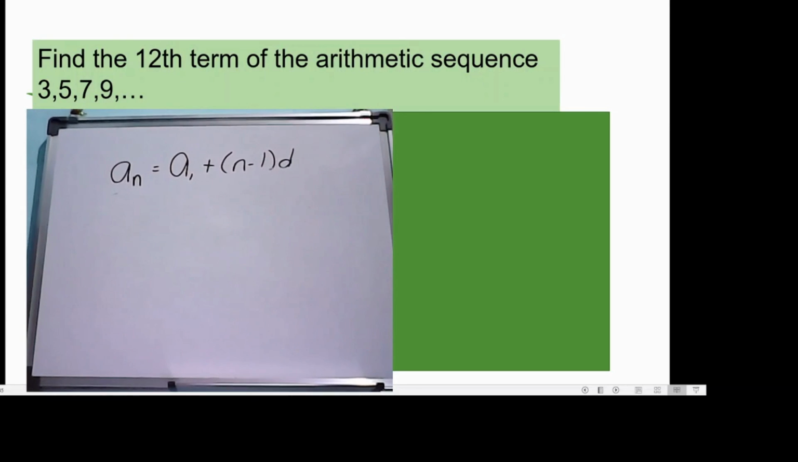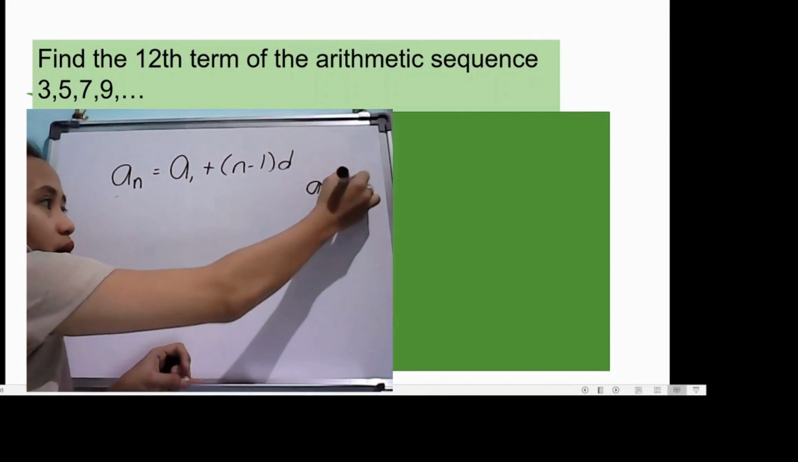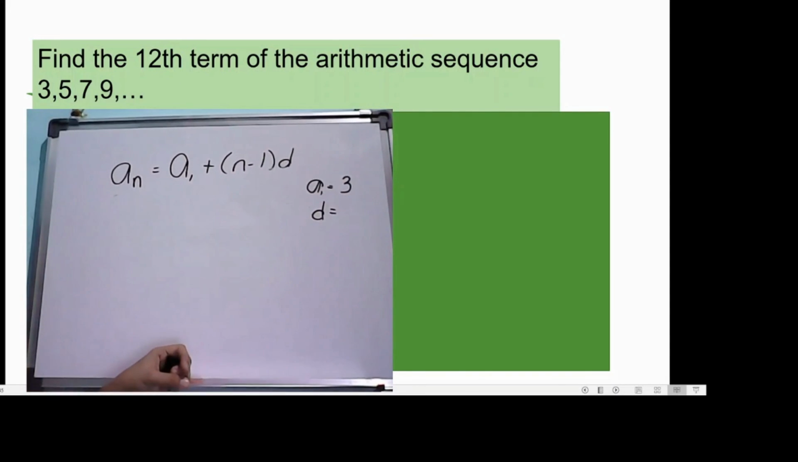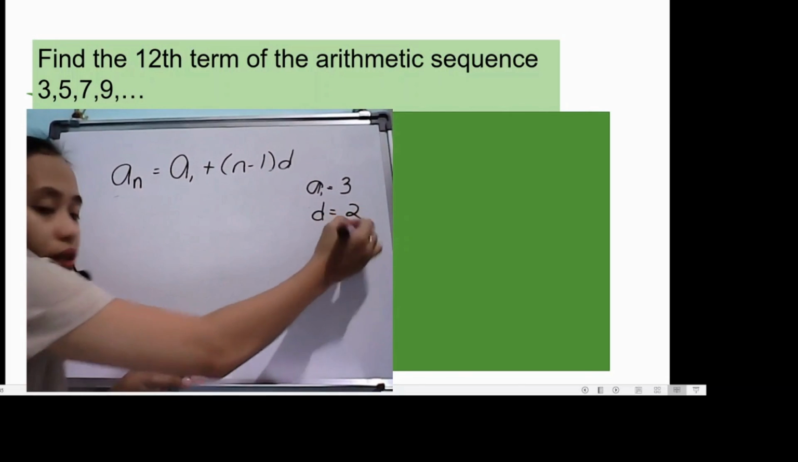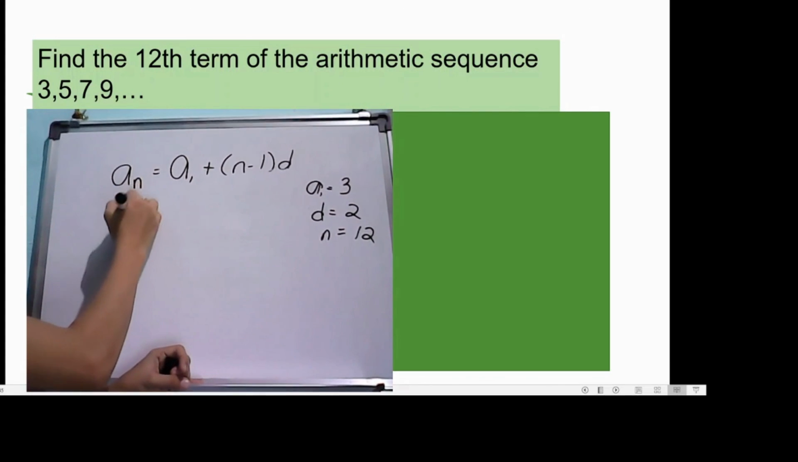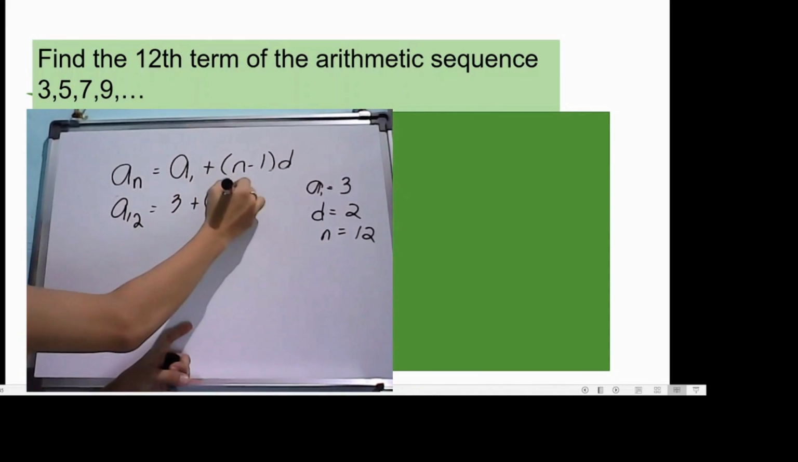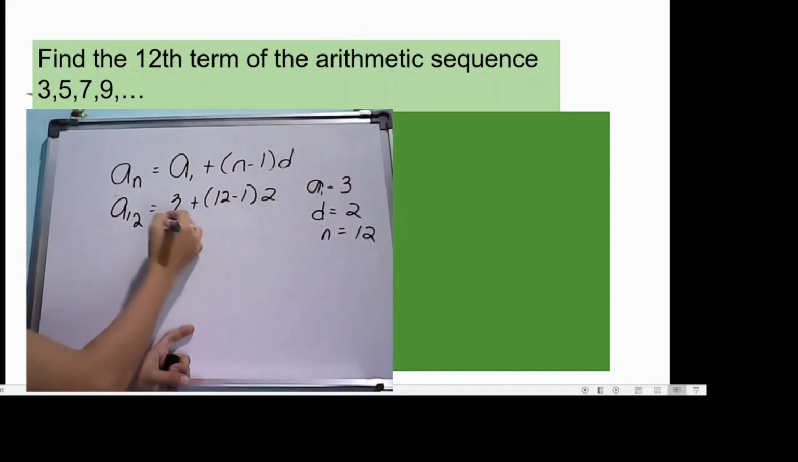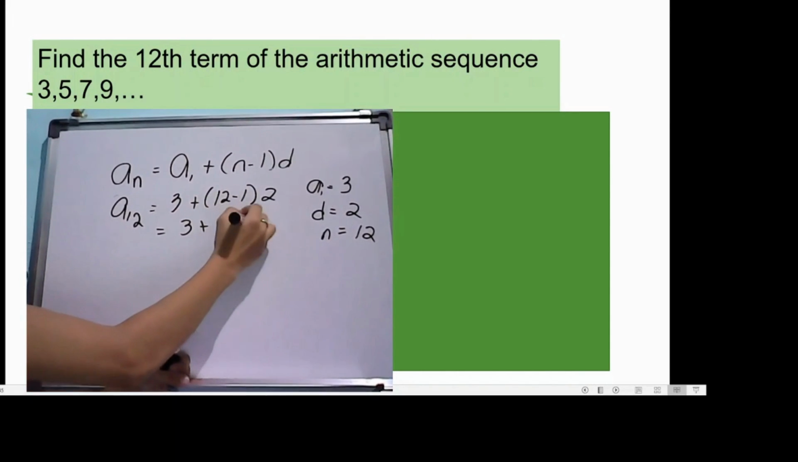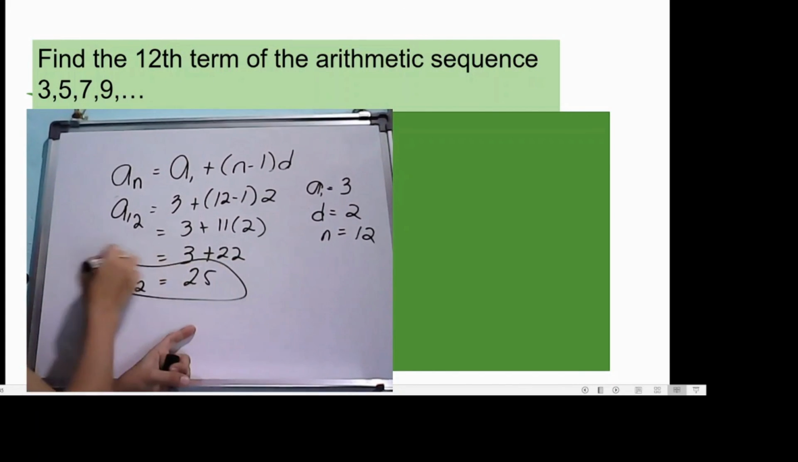Okay, find the 12th term of the arithmetic sequence 3, 5, 7, and 9. Your first term is equal to 3. Your common difference is equal to 2. The number of terms is equal to 12. So you just need to substitute. This will be a sub 12 is equal to 3 plus 12 minus 1 times 2. Now, 12 minus 1 is equal to 11 times 2. So this will be 3 plus 22. 22 plus 3 is 25. Therefore, a sub 12 is 25.